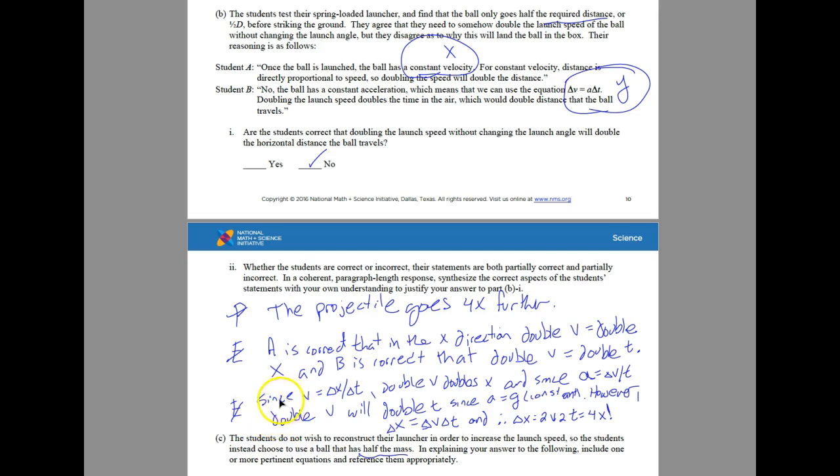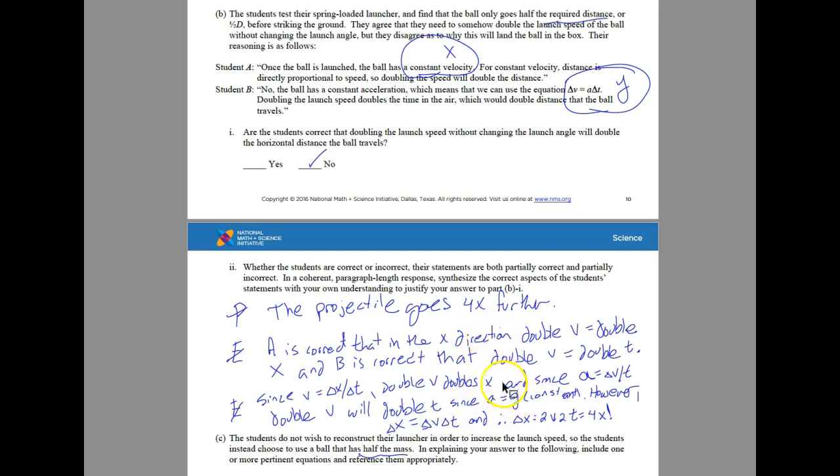In my explanation, now I'm going to say since the velocity in the x direction is equal to the change in position over the change in time, if I double the velocity, I will also double my x. And since the second person said that if I have an acceleration, if I double my velocity, so I'm going to double this guy, and I double the time, that will be a problem because now our acceleration, well, it'll be okay, it'll be the same since a is equal to g.